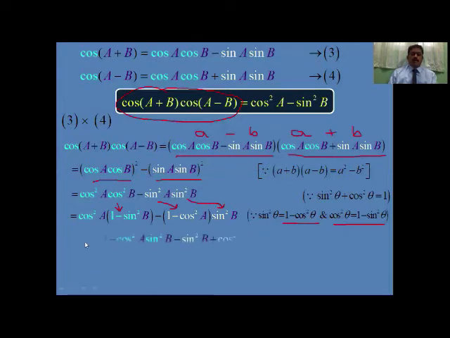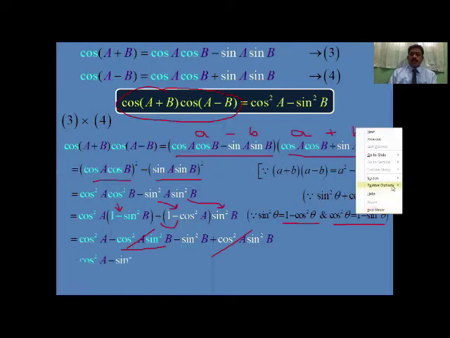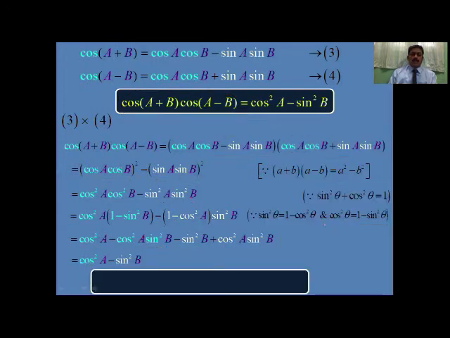Now we are going to multiply: cos square A minus cos square A into sin square B, minus of plus minus sin square B into 1 is sin square B, minus of minus plus cos square A into sin square B. If you observe these terms, these two are same, we cancelled them and we got the remaining term as cos square A minus sin square B. Therefore, our formula is cos of (A plus B) into cos of (A minus B) equal to cos square A minus sin square B.